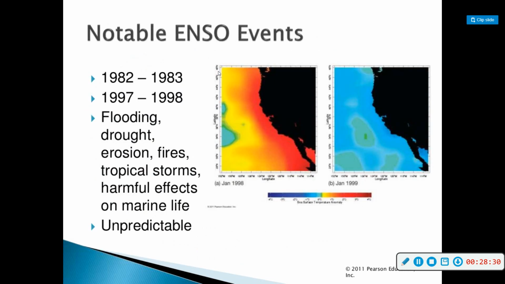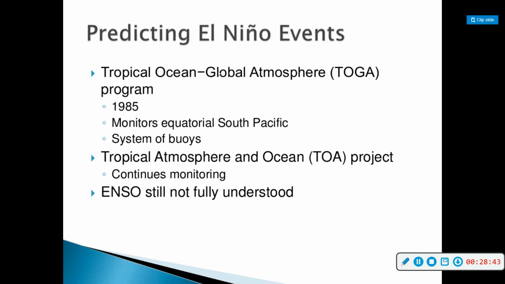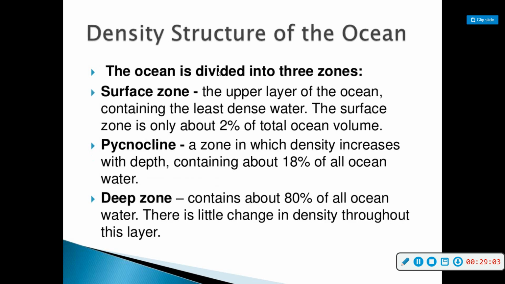Notable ENSO events: 1982 to 83, 97 to 98. Flooding, drought, erosion, fires, tropical storms, harmful effects on marine life, and they are very unpredictable. So you have the Tropical Ocean Global Atmosphere Program, which monitors the South Pacific with a system of buoys, and the Tropical Atmosphere and Ocean Project also continues monitoring. ENSO is still not fully understood.